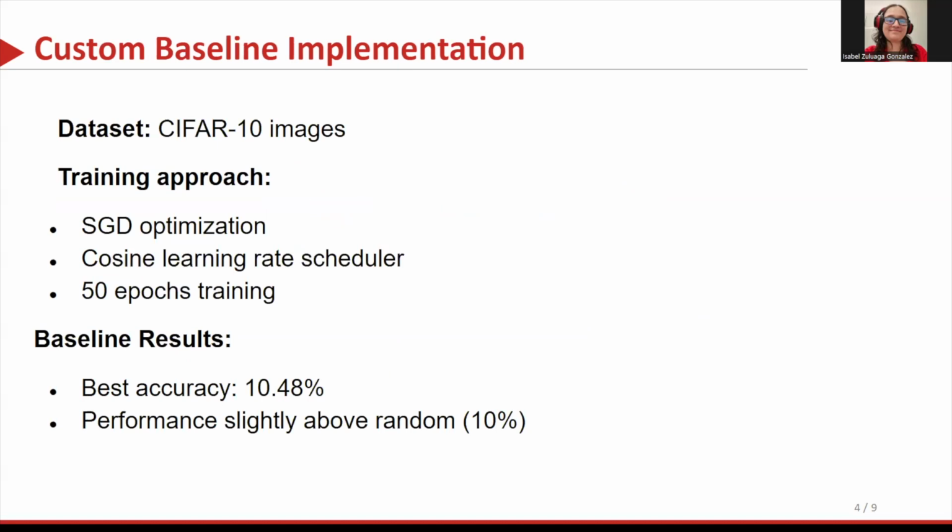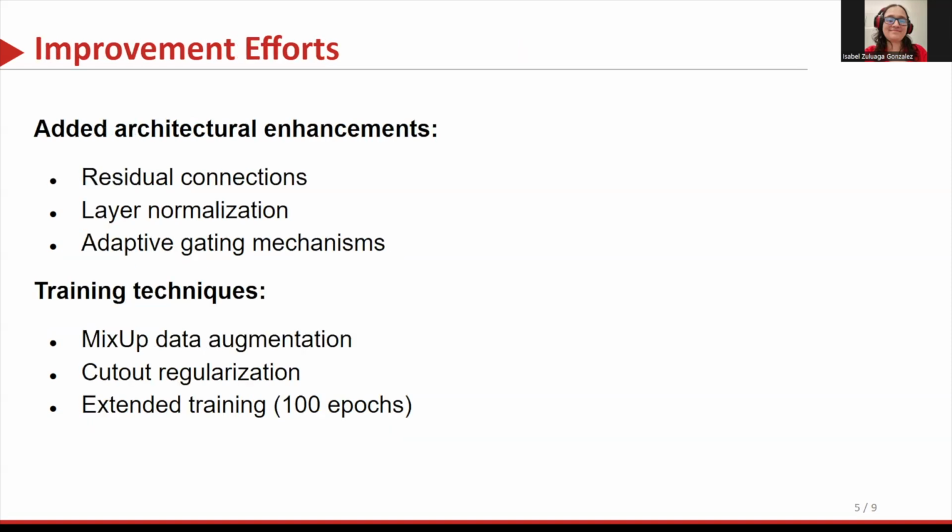For the baseline implementation, I created a custom one. I tested this architecture on the CIFAR-10 image dataset using a standard training approach with stochastic gradient descent optimization and a cosine learning rate schedule for around 50 epochs. The baseline results were low. My custom implementation achieved a best accuracy of only 10.48%, just barely above random guessing at 10%, that is, 10% for each class. This suggested that while my approach concept was interesting, the current implementation wasn't effectively learning from image data.